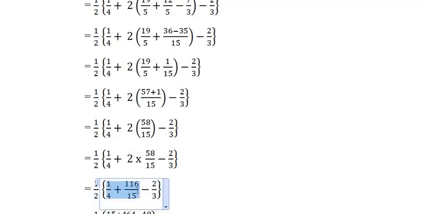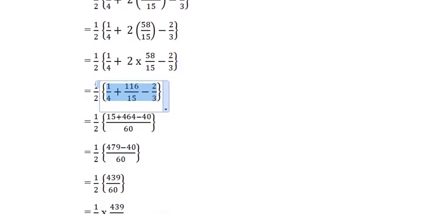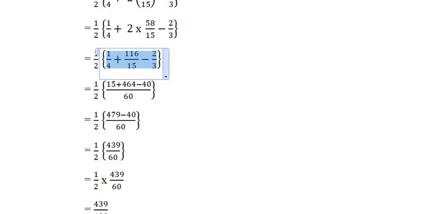Okay, first you will solve this section. You will solve the bracket section first. Here you will take out the LCM of 4, 15 and 3. The LCM will be 60. And 15 times 60, so 15 ones are 15. 15 4 times is 60, so 116 into 4 will be 464.